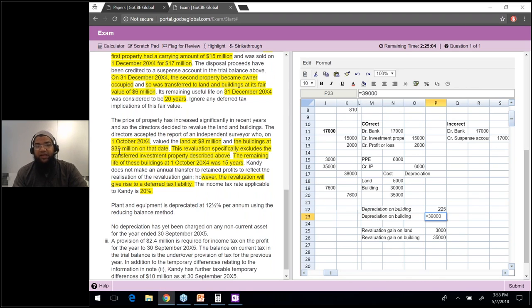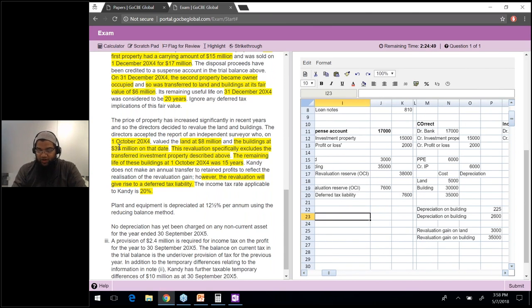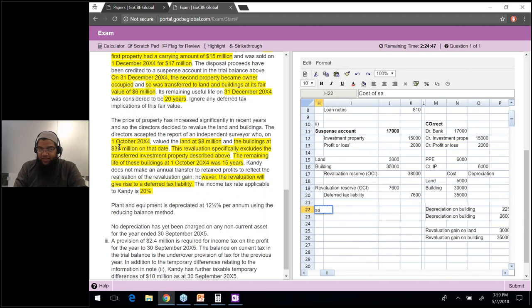39,000, the fair value of the building at the start of the year, which excludes the investment property, divided by 15 years will give us the depreciation on the remaining building. One building was transferred from investment property and one was held previously. So our accounting entry is going to be cost of sales debit and building credit. And we know that the plant will also be credited, depreciated.